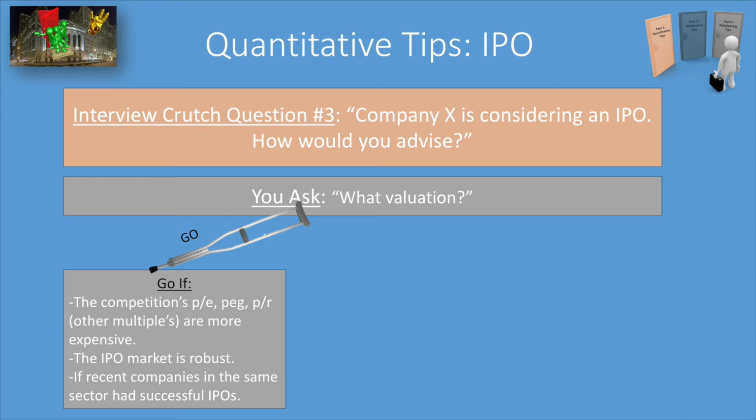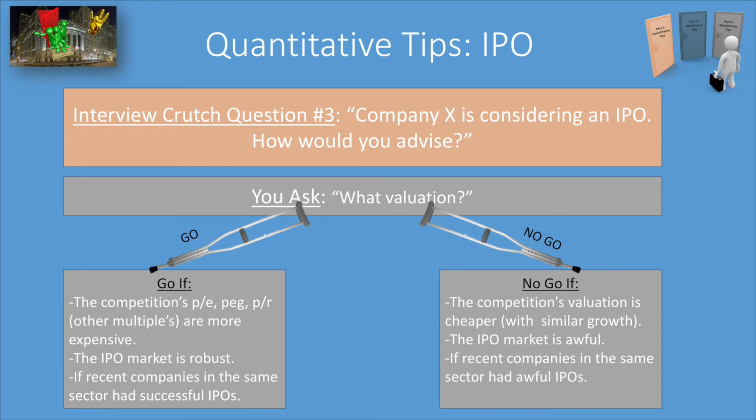You also want to go if the IPO market is robust, and you can ask that too, okay? And also you want to go IPO if recent companies in the same sector had successful IPOs. If they crashed and burned, then maybe it makes sense to wait. No go. Don't do the IPO if the competitor's valuation is cheaper than yours with similar growth, right? Cheaper than the valuation that the company wants to use to go public at. Or if the IPO market is really bad, don't go public. Like in late 2008, nobody would go public. Right? And don't go public if recent companies in the same sector had just terrible initial public offerings. Okay, we're done with interview crutch question number 3.